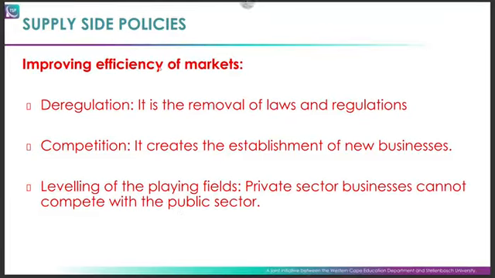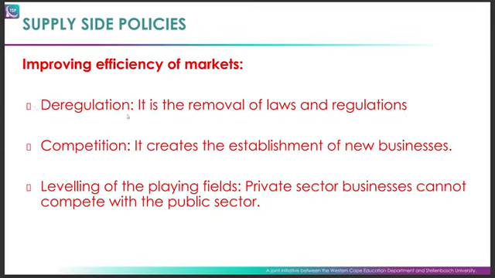Right, so you cannot implement only demand side policies. You can't just work on increasing demand without looking at supply or taking the supply side into consideration. So the first thing here is that they could improve the efficiency of markets. And the way in which they can improve the efficiency of markets is by means of deregulation, competition, or leveling of the playing fields, right?